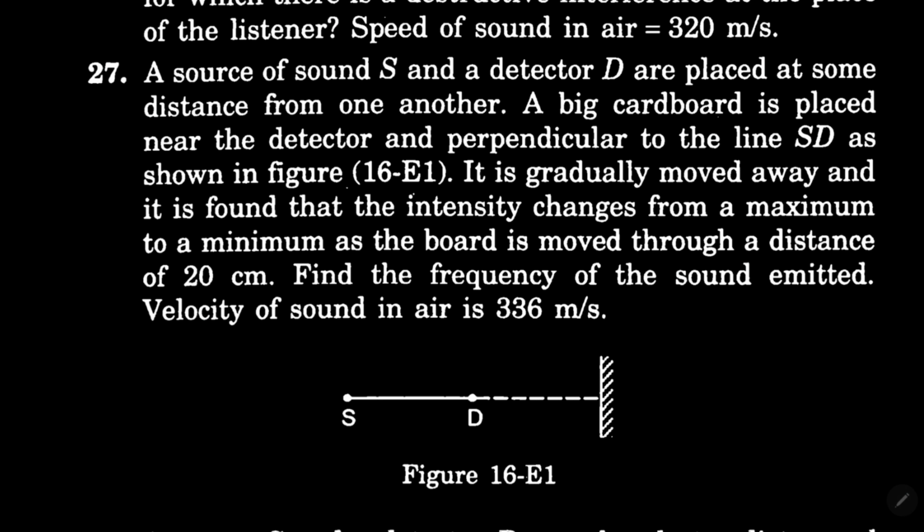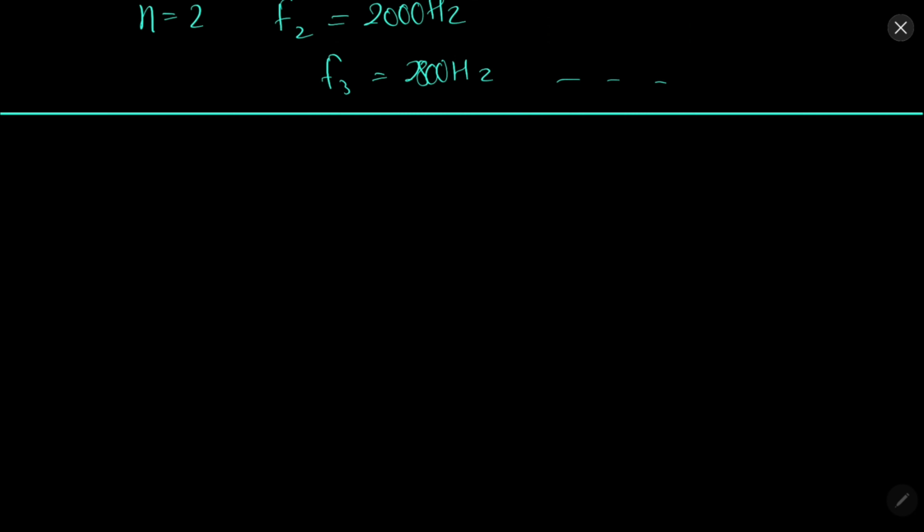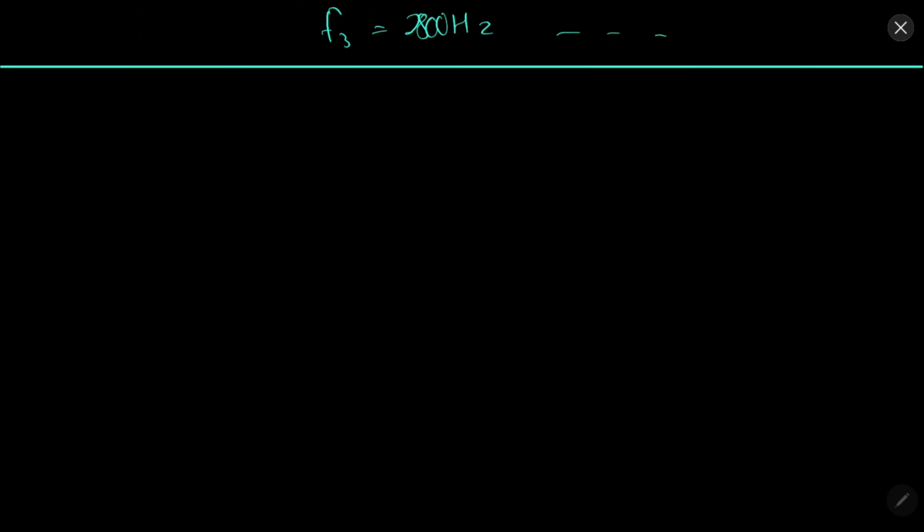In question 27, a source of sound S and a detector D are placed at some distance. We need to find the frequency of the sound emitted. In this situation, we have been given the velocity of sound also. So this is solution 27. So velocity is 336 meters per second.